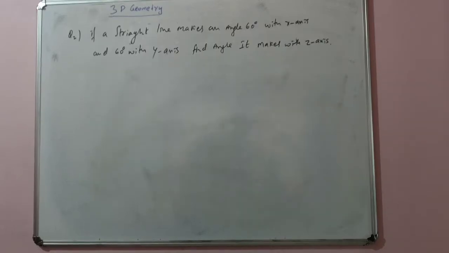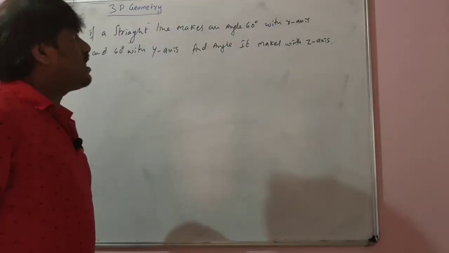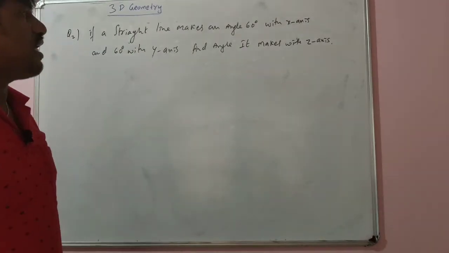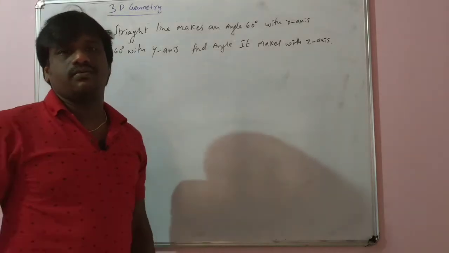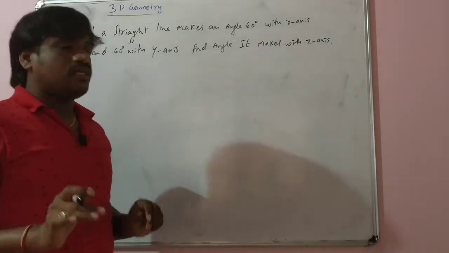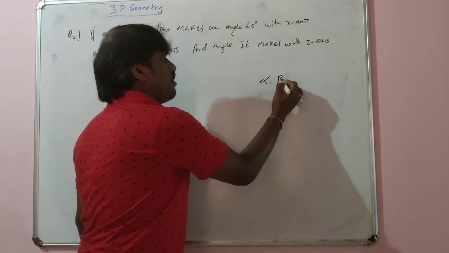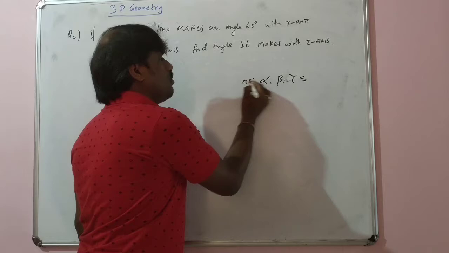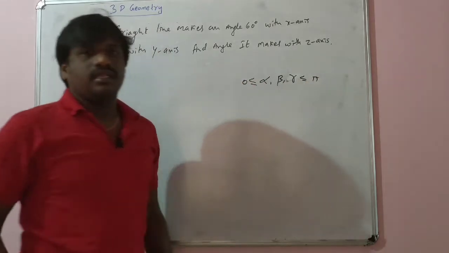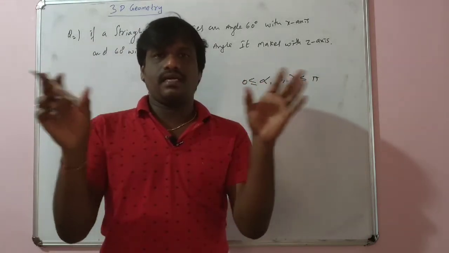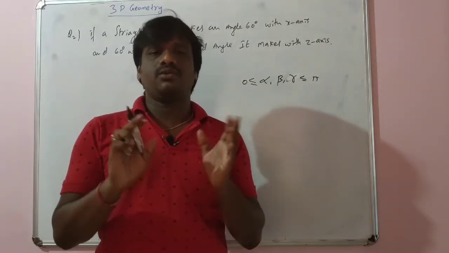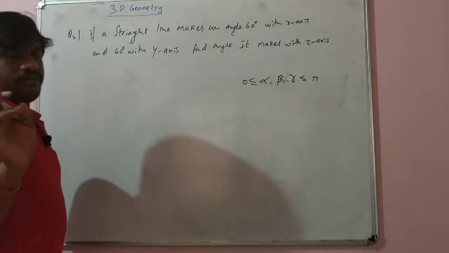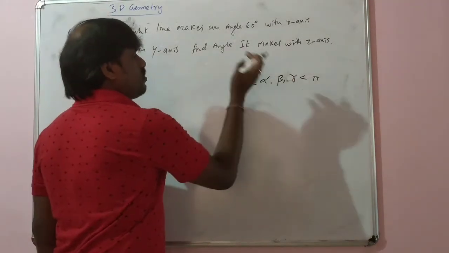Now let us see one more question. If a straight line makes an angle of 60 degrees with the x-axis and 60 degrees with the y-axis, find the angle it makes with the z-axis. One thing you should know: the angles alpha, beta, gamma made with the coordinate axes always lie between 0 and pi, not more than pi. Remember this.